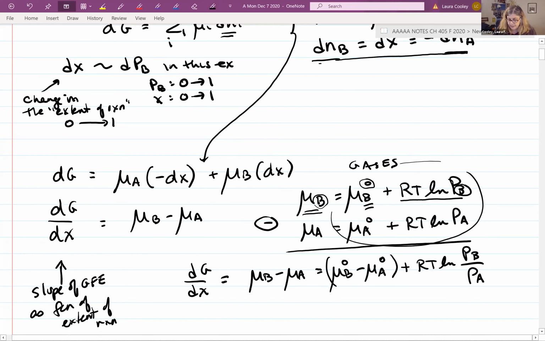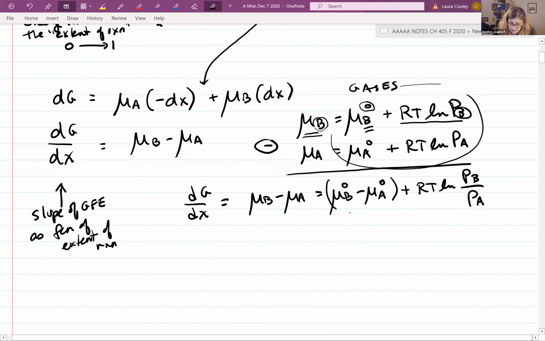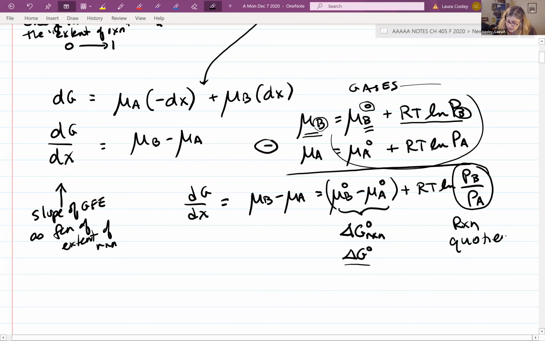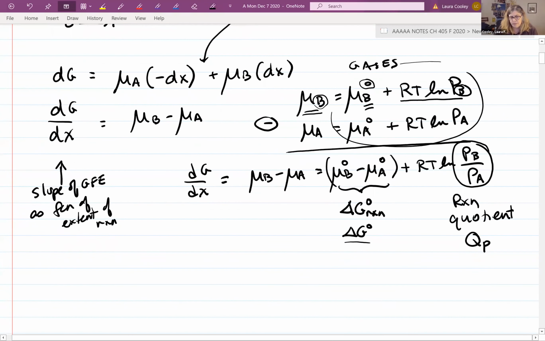And this first part is just the difference in the molar Gibbs free energy of B and A, products minus reactants. So this is the change in the Gibbs free energy of the reaction, which a lot of times I don't write the Rx in. It's the same as delta G^0 for the reaction we happen to be talking about. And this other part is called the reaction quotient, because these are all pressures. We call it Q_P. But if we had reactions with aqueous stuff, we would just call it Q.